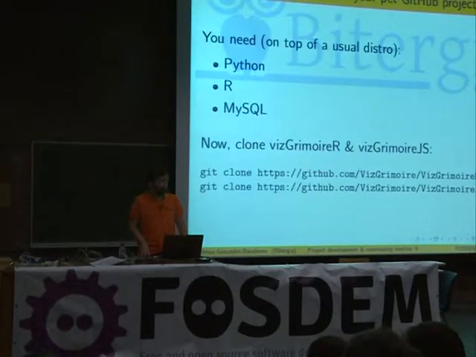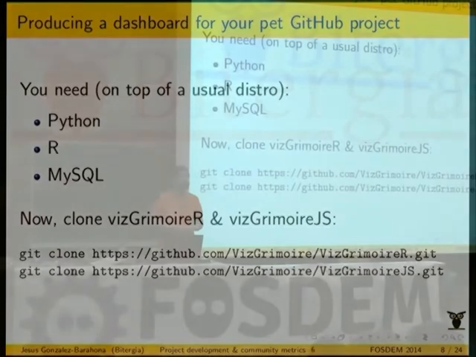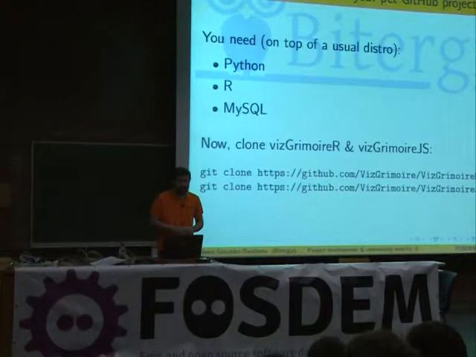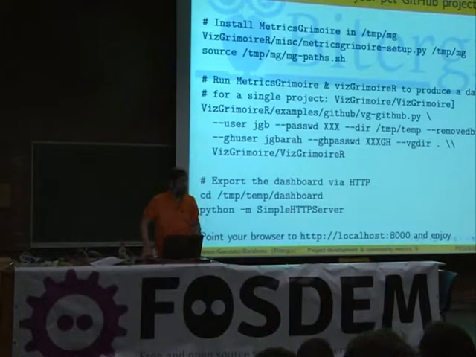So, for producing a dashboard for GitHub, assume that right now you have a laptop in front of you and you want to go to GitHub and produce a dashboard for some project. First of all, you need to have Python and MySQL installed. The rest is pretty much any standard Linux distribution can do. The first thing you have to do is clone BiGrimoire R and BiGrimoire JS. You don't have to clone Metrics Grimoire because that's going to be part of the process. So that's semi-automatic. You clone both, and then you run this command.